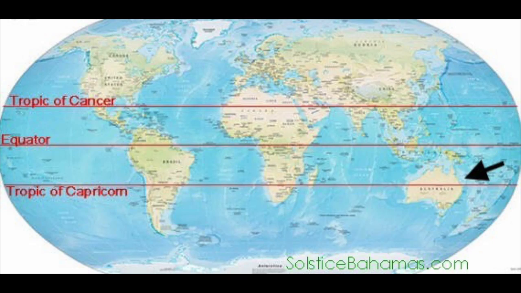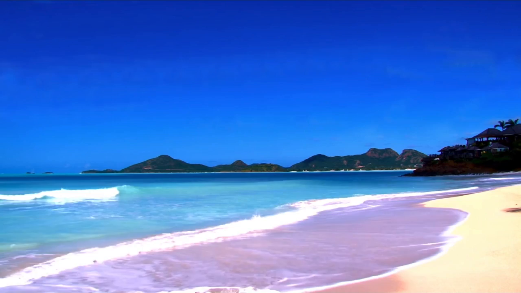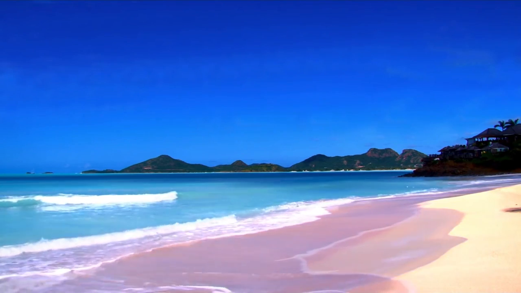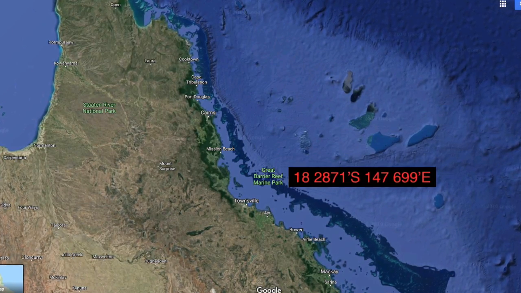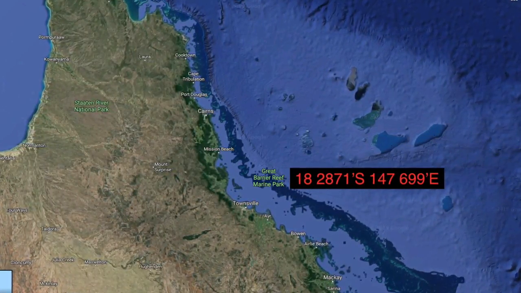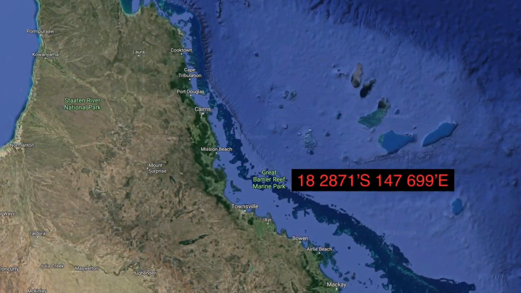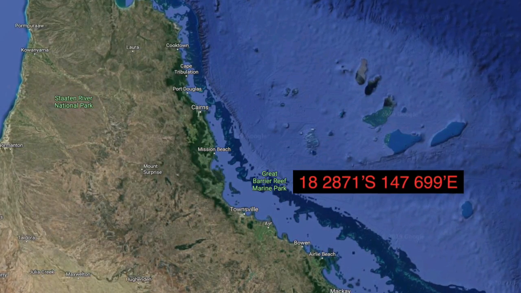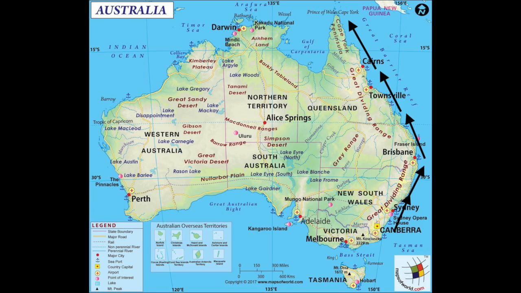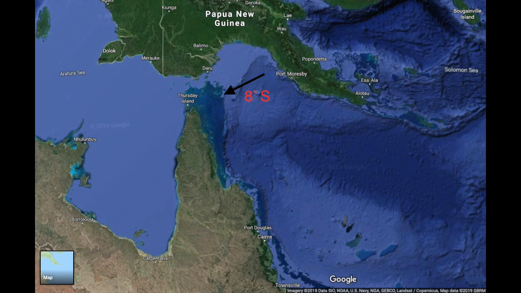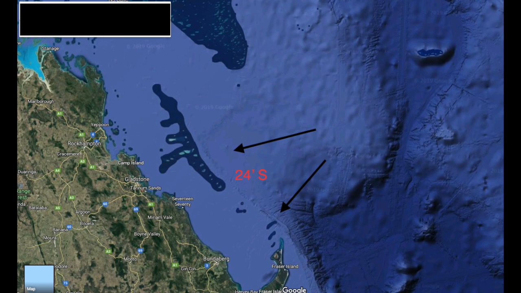The Great Barrier Reef is located within the tropics of Capricorn and the equator. Thus, the climate is warm all year round, with the centre having a latitude and longitude of 18.2871 degrees south and 147.6992 degrees east. It is located off the north-east coastline of Australia. More specifically, the reef extends from around 8 degrees latitude south in the north, close to Papua New Guinea, to just north of Fraser Island, around 24 degrees latitude in the south.